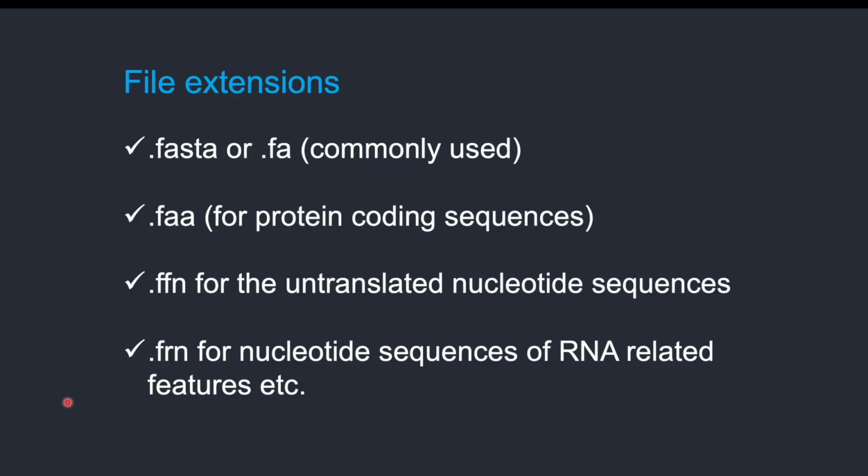As I mentioned earlier, FASTA file is a text file. File extension in most cases will not matter, but we commonly use .fasta or .fa. NCBI distributes their genomic data in FASTA formatted files using different extensions. Those extensions help to understand what is inside the file. For example, .faa for the amino acid sequences, .ffn for the untranslated nucleotide sequences, .frn for nucleotide sequences of RNA related features, etc. There could be several other FASTA file extensions.